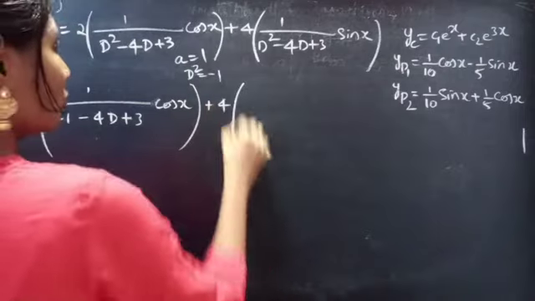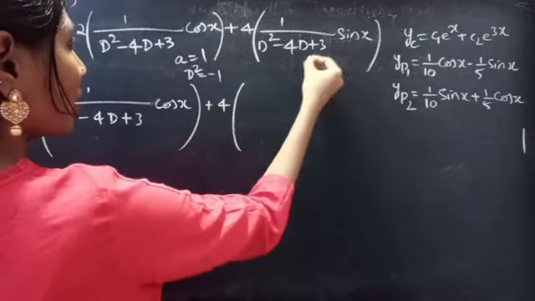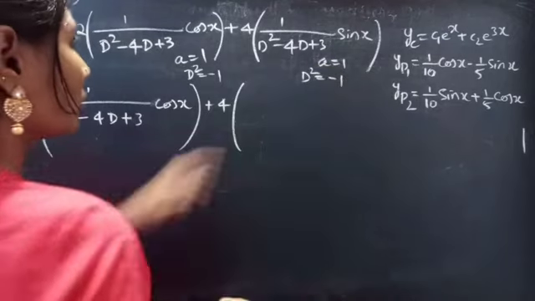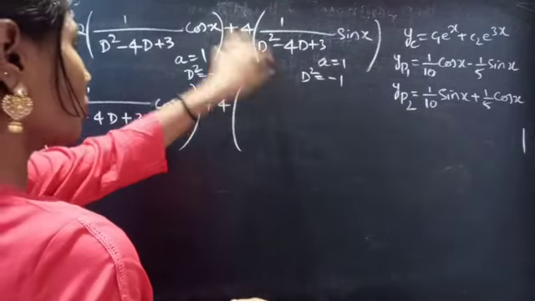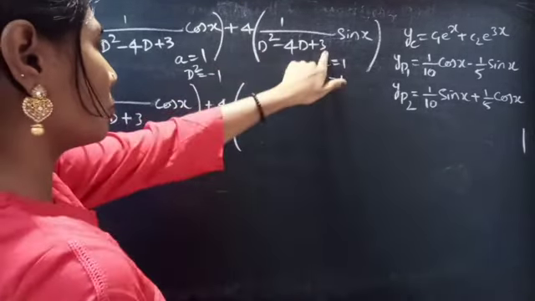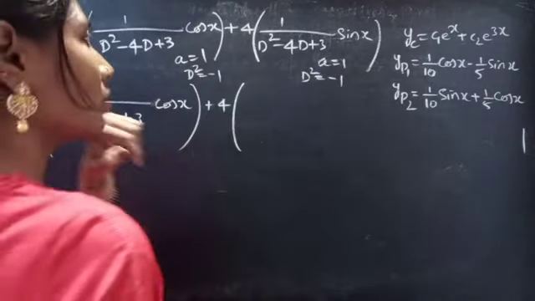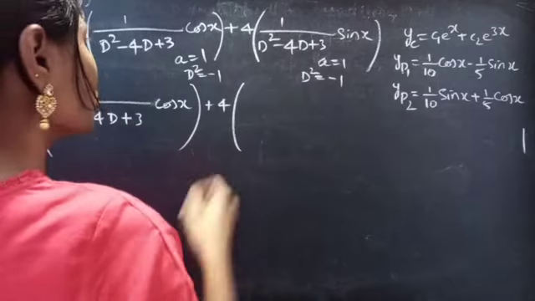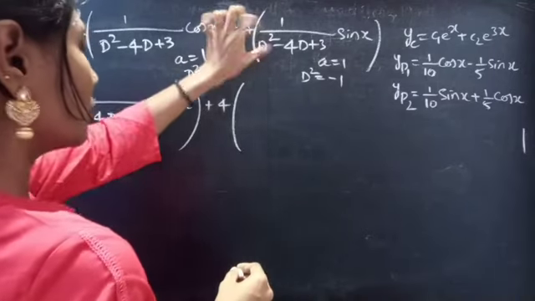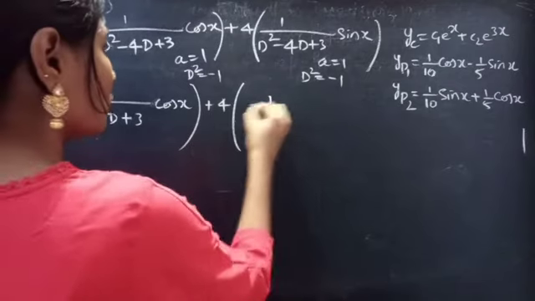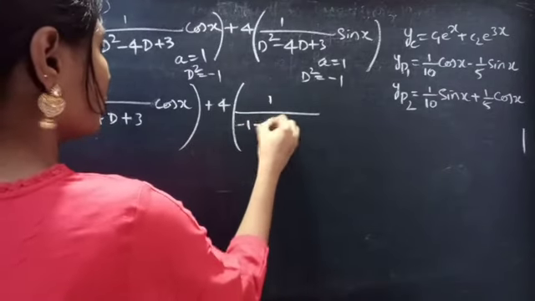Plus 4 into, here also this is 1 by f of t into sin ax form. Then for a equals to 1, we'll get d square equals to minus 1. By replacing d square by minus 1, we'll get one real number and one real number here, and in the middle we have a term involving a differential operator. So definitely the denominator will be non-zero by replacing d square by minus 1. So we'll replace d square directly in the denominator.